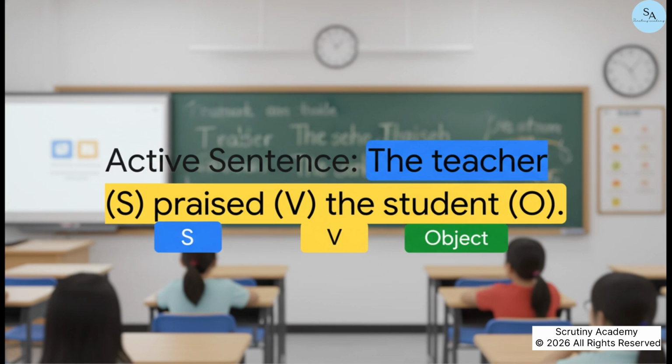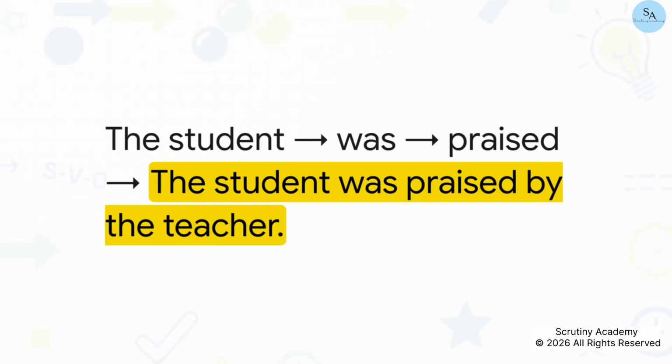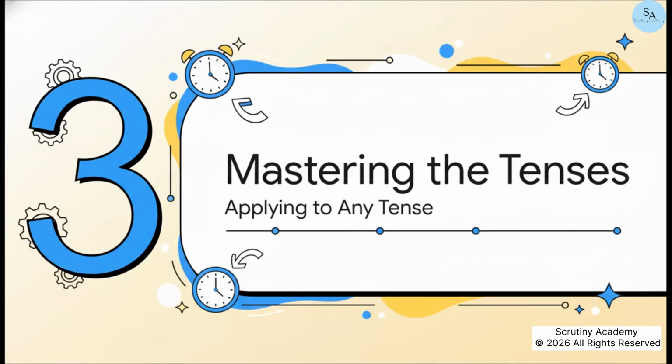Easy, right? Now, let's just follow our steps. We take the object, the student, and move it to the front. The original verb praised is past tense, so our be verb is was. The V3 form of praise is just praised. Perfect. And finally, we add by the teacher at the end. And there you have it, a perfect passive sentence. Awesome. You've totally got the basic method now.